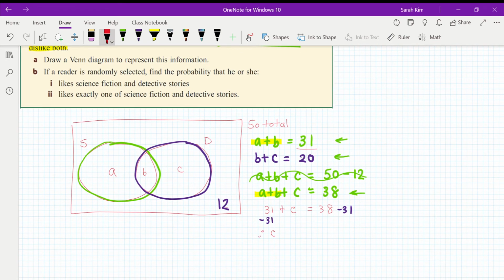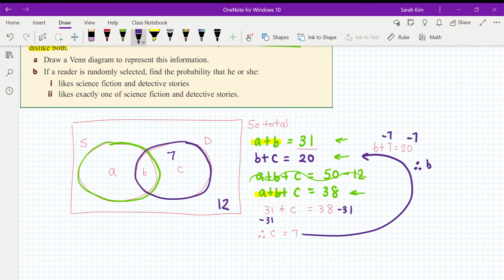Therefore, I have C equals 7, so I can write that in the little circle. So I've got 7 people who only like detective stories. Then I substitute this value back into one of the equations, this one in particular, and find the other value. So my B plus C equals 20. I take 7 from both sides, so B must be 20 take 7, which is 13. So I have 13 in my B area, which is people who like science fiction as well as detective stories.